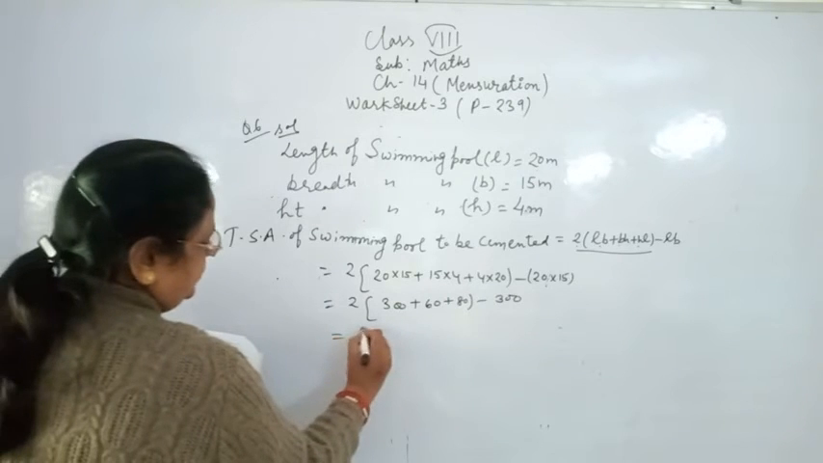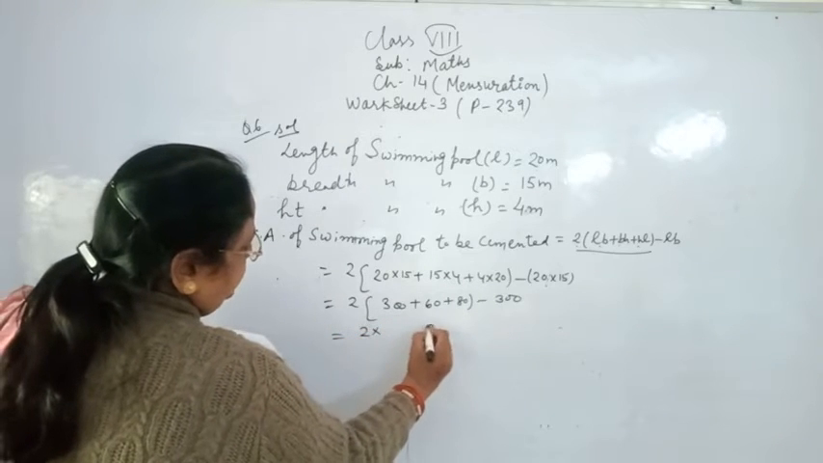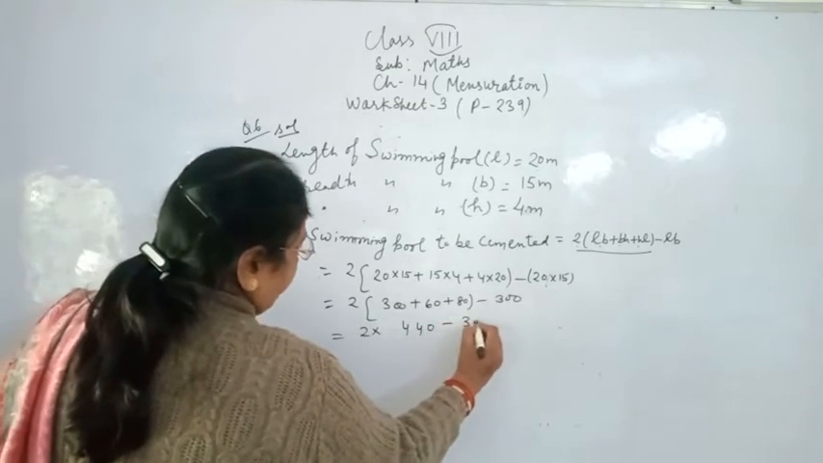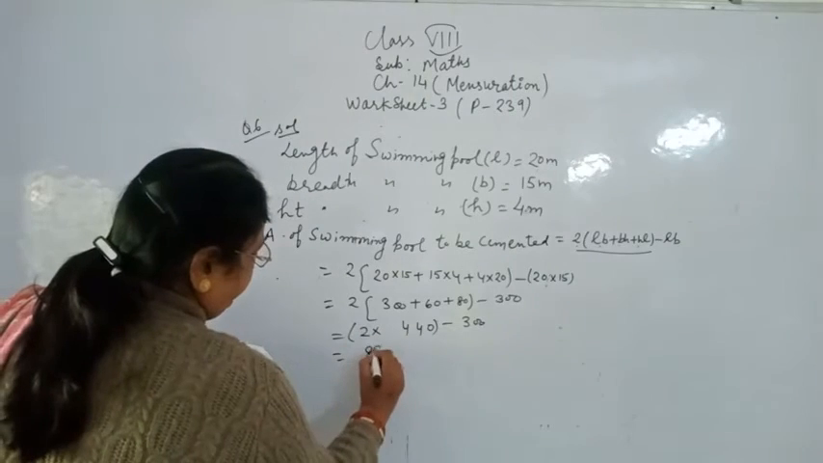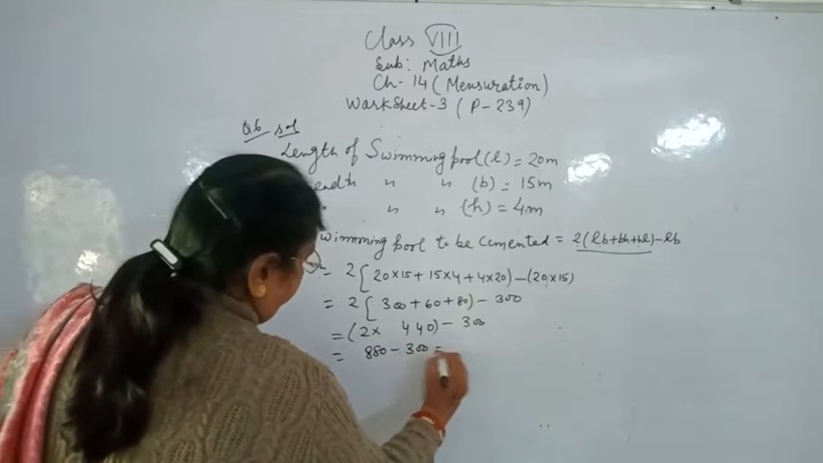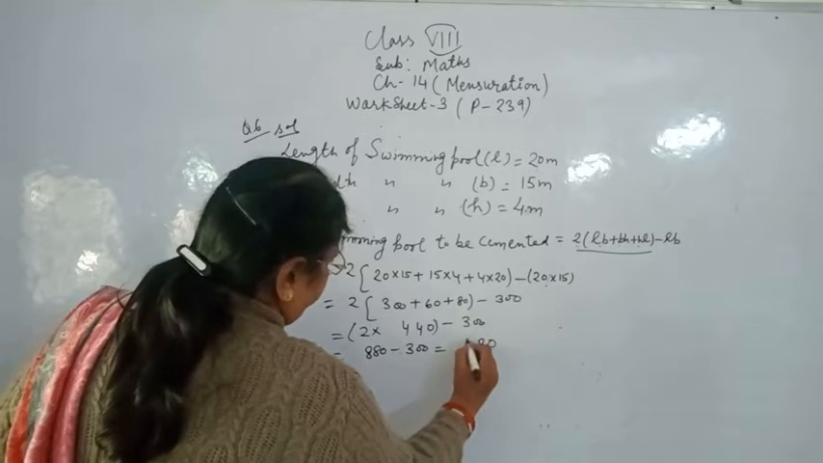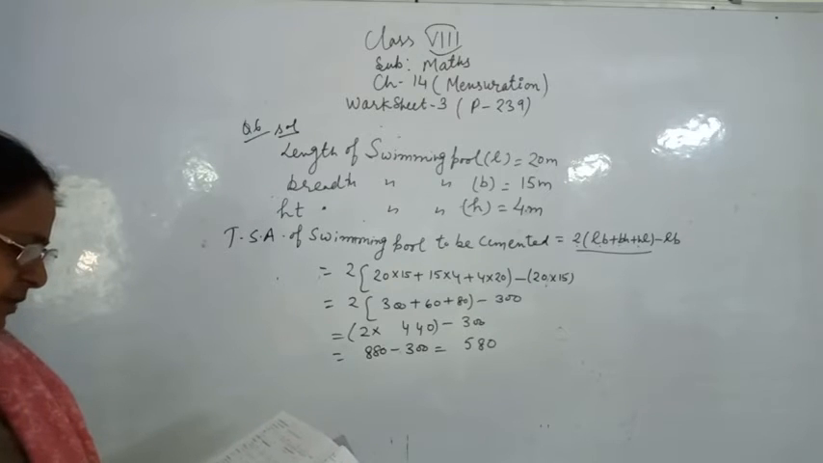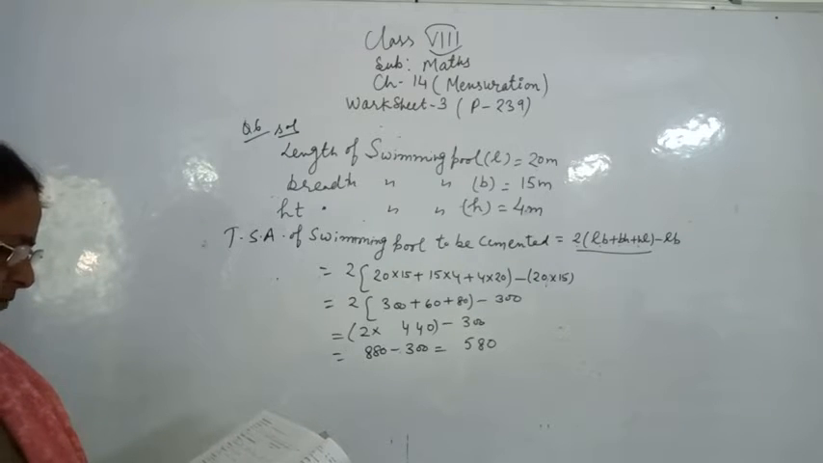So it becomes 2 into, 300 plus 60 plus 80 is 440, then 440 doubled is 880, minus 300, it becomes 580. So what is the area of the swimming pool? First of all we have to find out the total surface area of the swimming pool to be cemented. It is equal to 580. Question number 6 is yours, this is your worksheet 3.